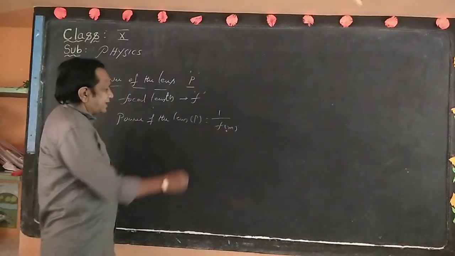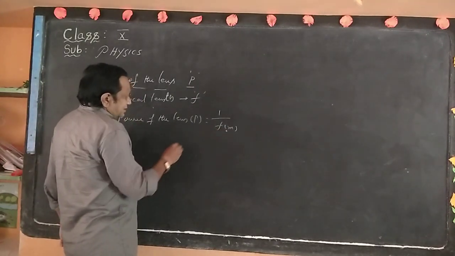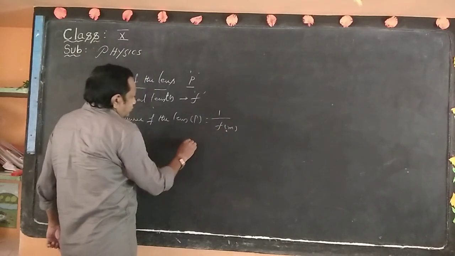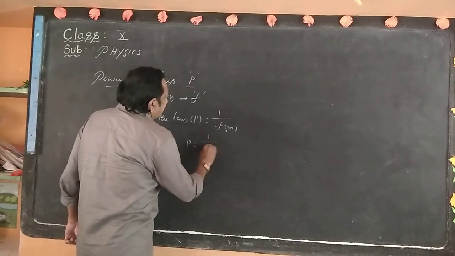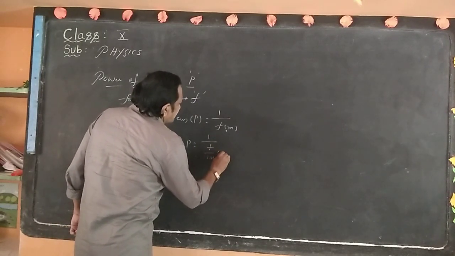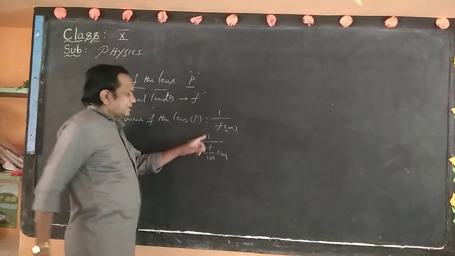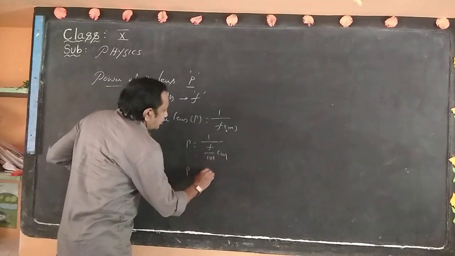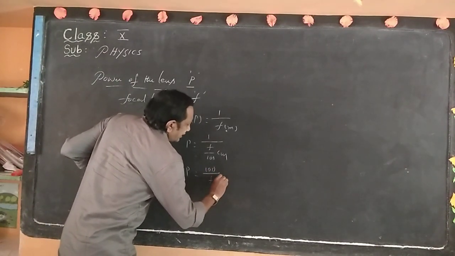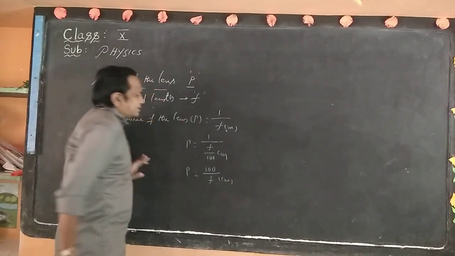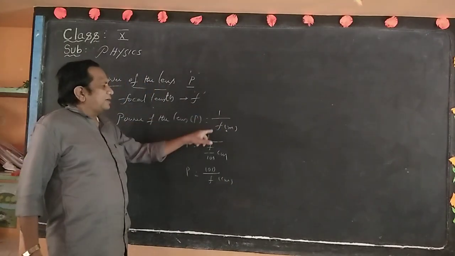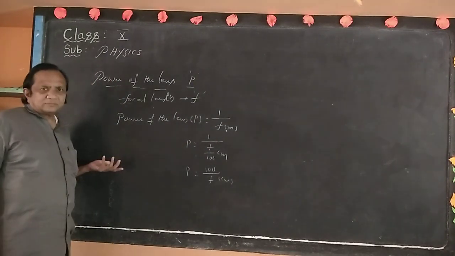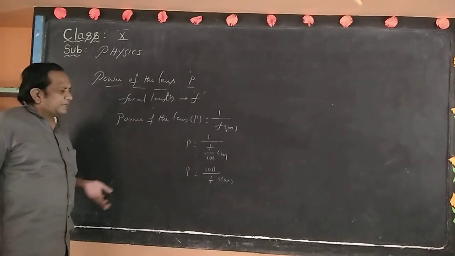Suppose this is to be taken in centimeters, what happens? P is equal to 1 by F by 100, where F is in centimeters. This 100 goes up, then P is equal to 100 by F, and this value will be in centimeters. Suppose F is directly in meters, then we consider 1 by F. That's the power of the lens. Reciprocal of the focal length is called the power of the lens.